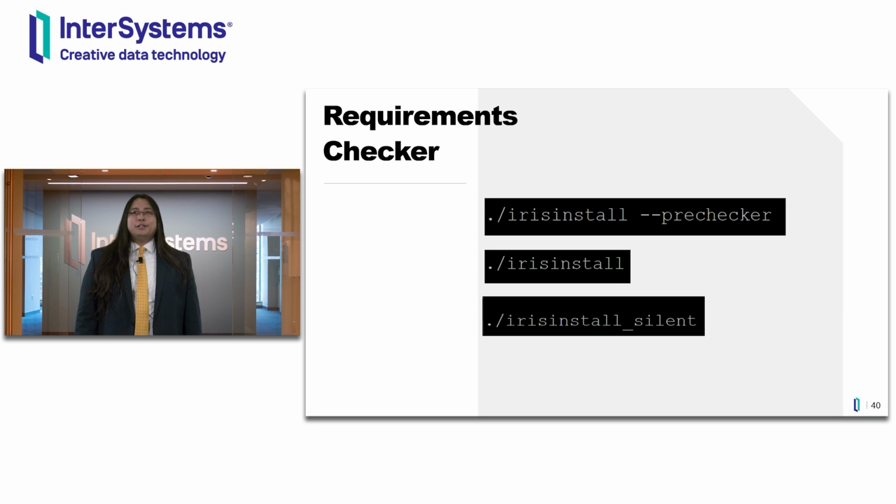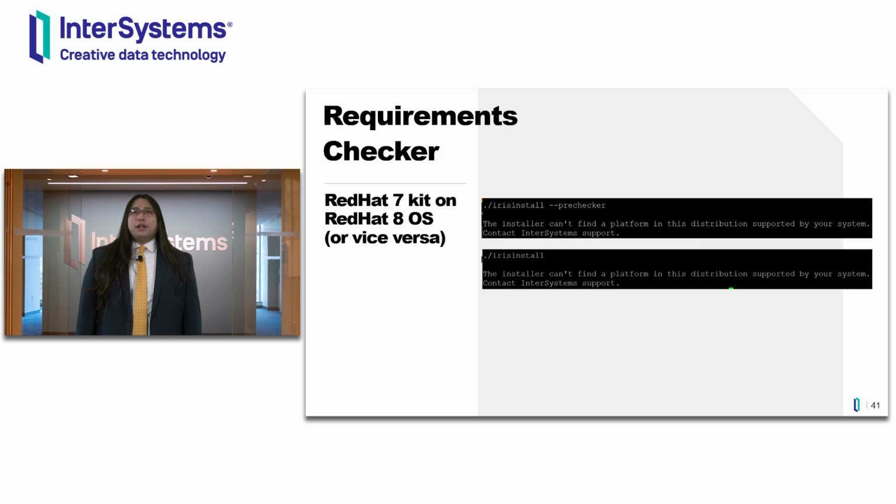Okay, let's take a look at the requirements checker in action. It can be called manually with an installer kit before install using the command irisinstall --prechecker, and it will run as part of the actual installation when calling irisinstall or irisinstall-silent. If you try to install a Red Hat 7 kit on a Red Hat 8 machine, or vice versa, the requirements checker will report: The installer can't find a platform in this distribution supported by your system. Contact InterSystems support. Though, you may not have to contact support since you now know to check whether the kit matches the OS version. But you can still call us if you do need us.